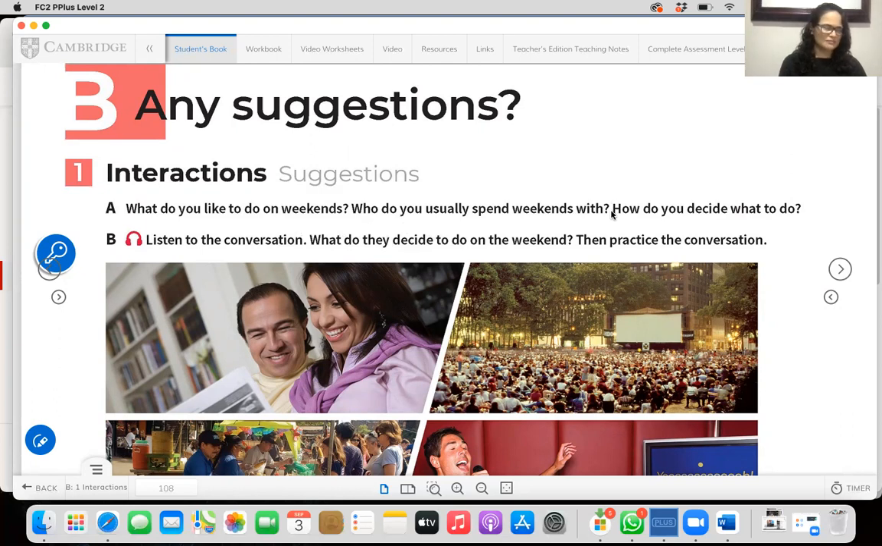It says, who do you usually spend the weekends with? With family, sometimes friends too. And how do you decide what to do? Like I said, if I have a lot of work, I stay home, watch movies, sleep. And if I don't have work to do, I like to go out. That's how I decide.